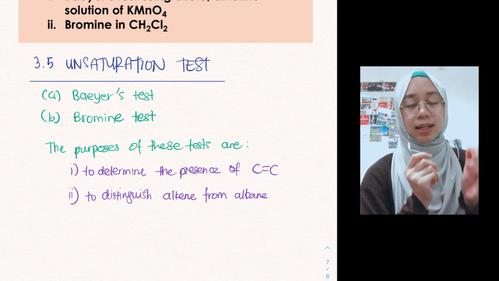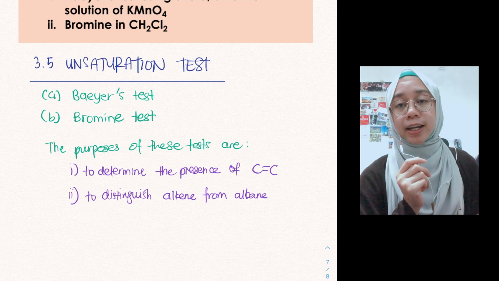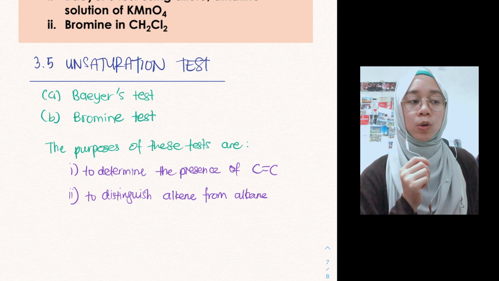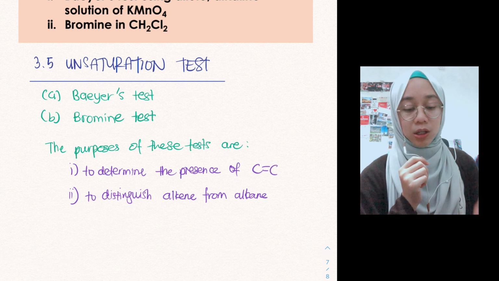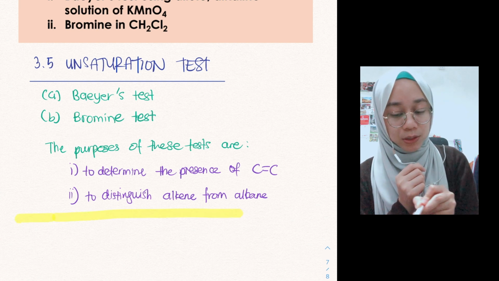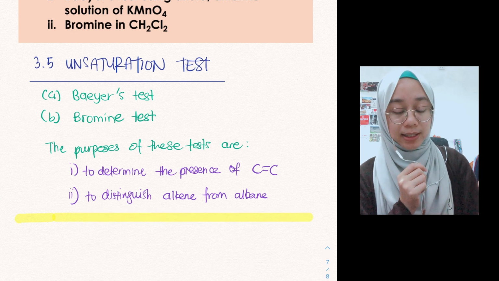Okay, so in this case class, dua-dua ni peranan dia adalah to test the presence of carbon-carbon double bond and also to distinguish between the two. Jadi kita nak tengok yang the first one, kita nak tengok dulu untuk Bayer's test lah.